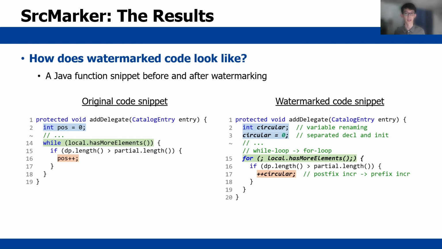Here we provide an example to illustrate the effect of SrcMarker. The highlighted regions indicate changes made by SrcMarker to encode the watermark information. But despite these changes, the code still remains valid and its functionality remains unchanged.